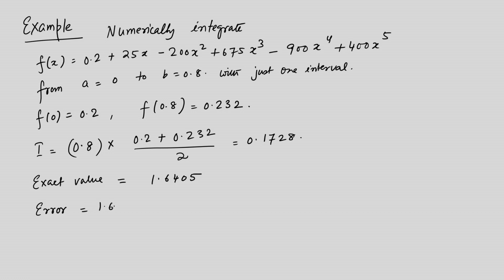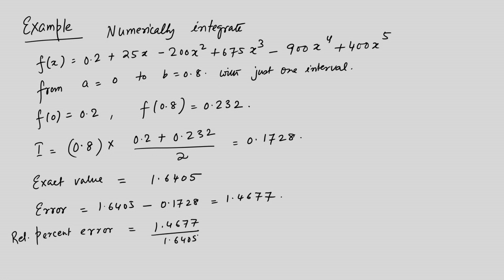So, the error is 1.6405 minus 0.1728. So, it is 1.4677. A more relevant quantity is the relative percentage error, which is equal to 1.4677 divided by 1.6405 into 100%, and this is almost 90%, 89.5%. So, that is the error if you do it.